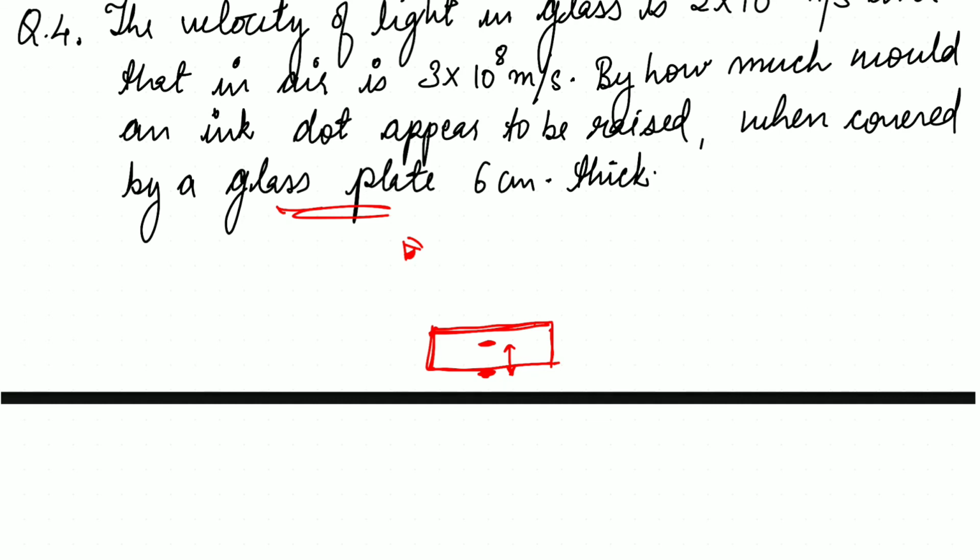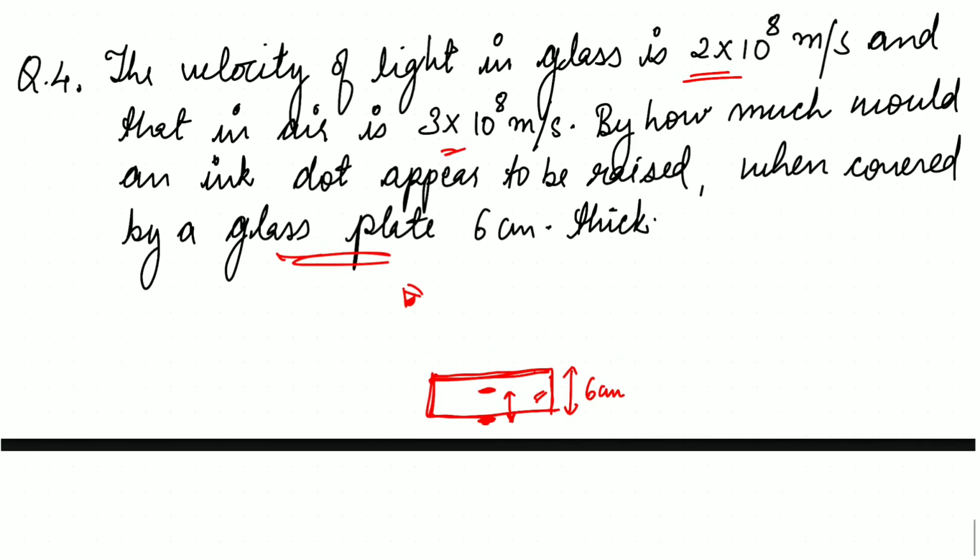So in order to find that out, we need a few things. First of all, we need the refractive index. Now we do not know the refractive index, but one thing is given to us, that is the velocity. So from the velocities we can find out the refractive index of this material, right? So let's do that. And the 6 centimeter thickness of this plate is also given to us. So very quickly I can find out the refractive index.